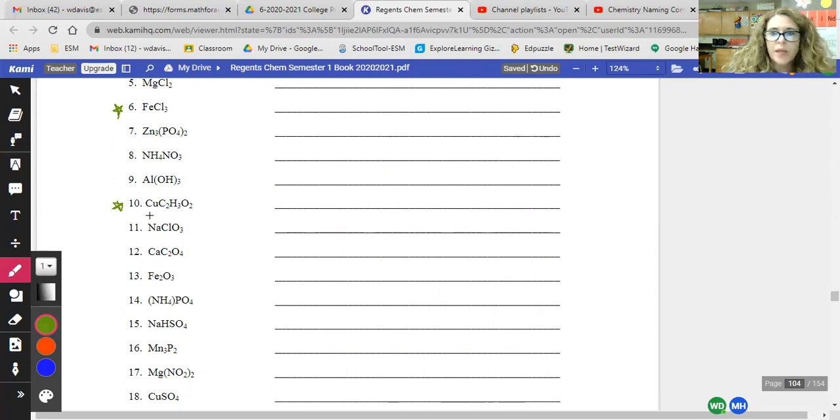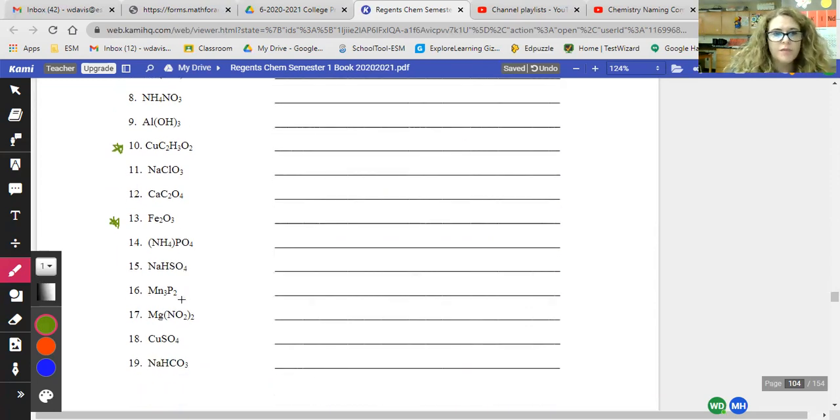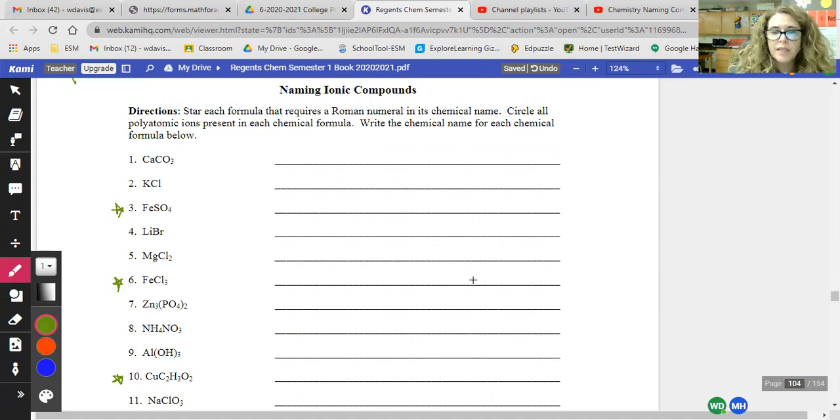Sodium is in group 1, calcium's in group 2. Iron definitely needs a Roman numeral. It's in the transition metal neighborhood on the periodic table, and it has more than one charge. Two polyatomic ions, no. And number 15, sodium is in group 1. Manganese, double check, there it is, right there in group number 7, and it has more than one charge. Manganese definitely needs a Roman numeral. Magnesium, however, does not. That's in group number 2. We already established that copper does. Sodium's in group number 1. All right, so I starred our formulas that need a Roman numeral.